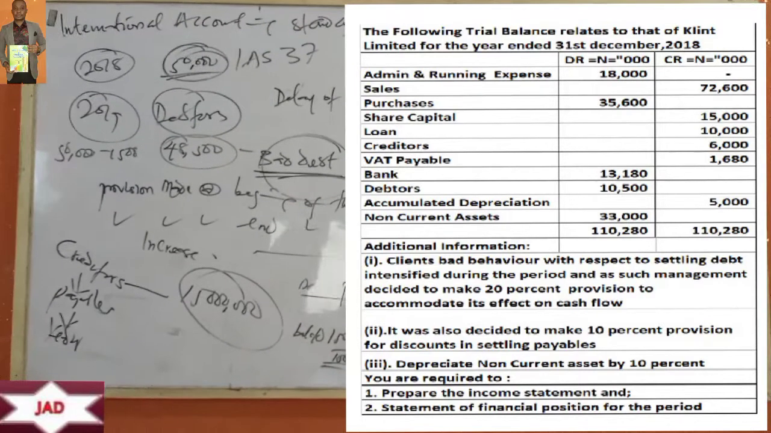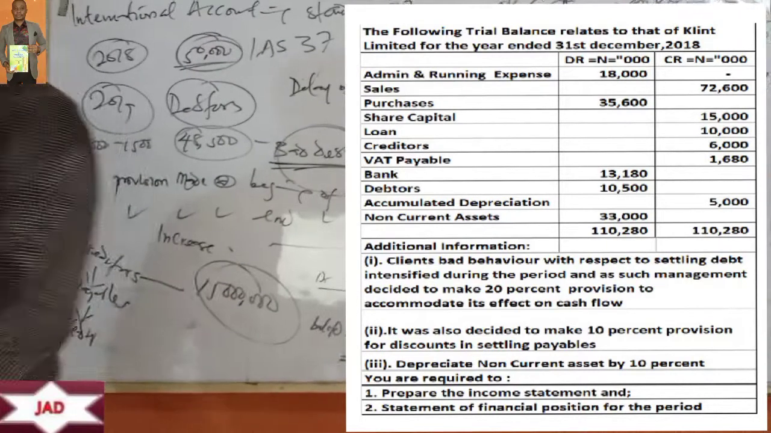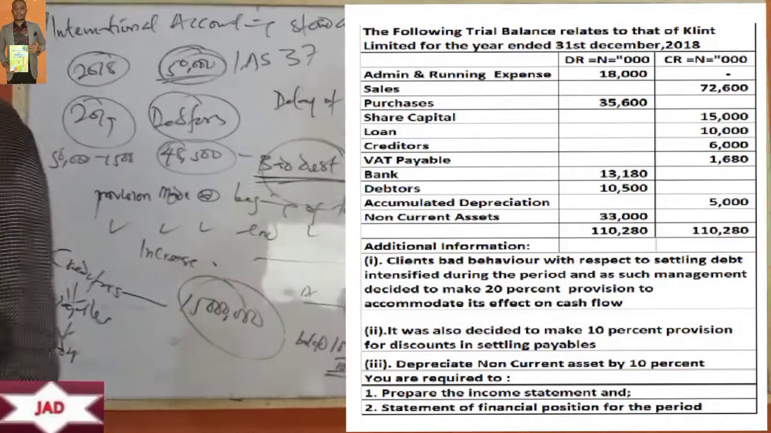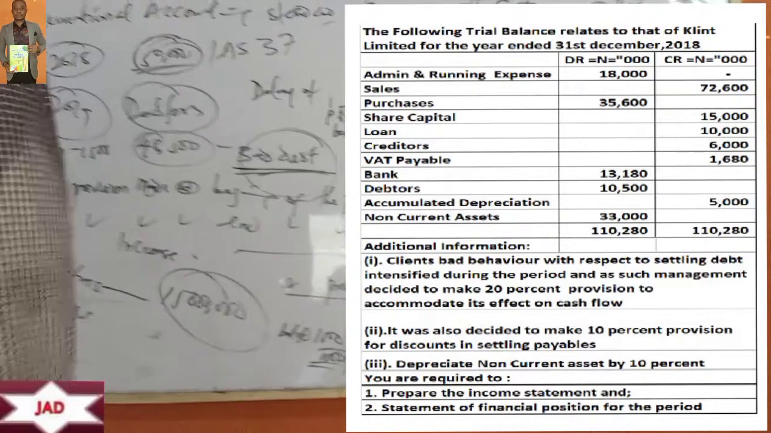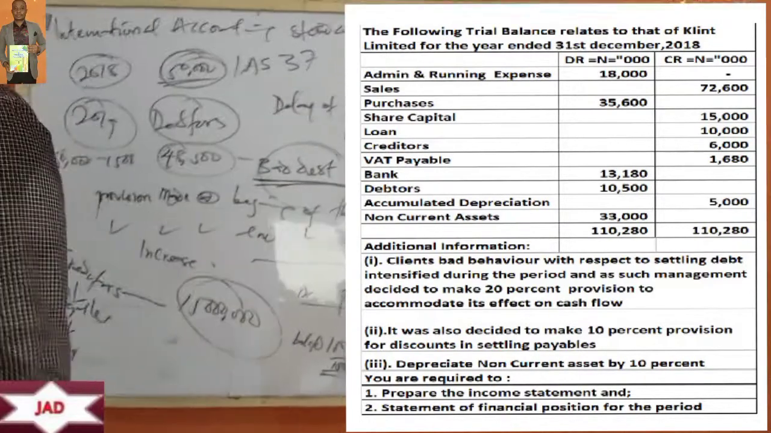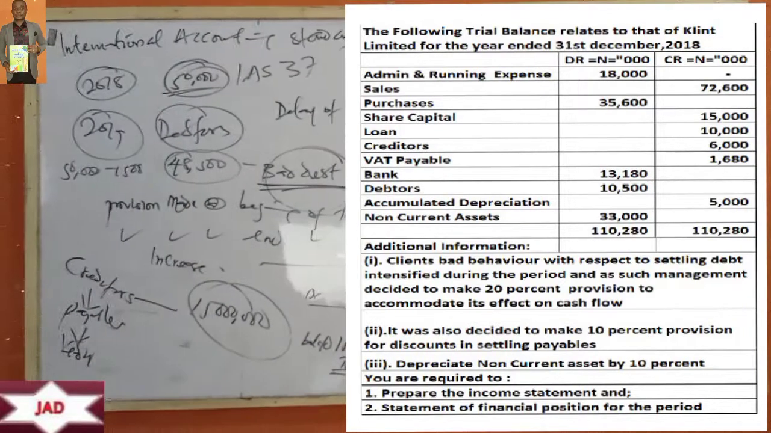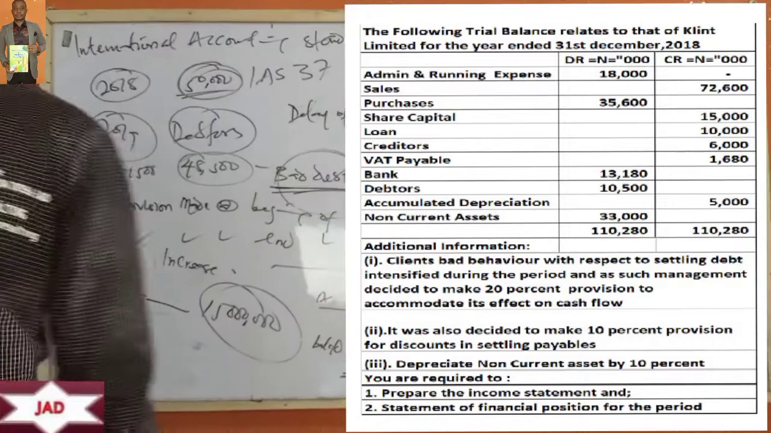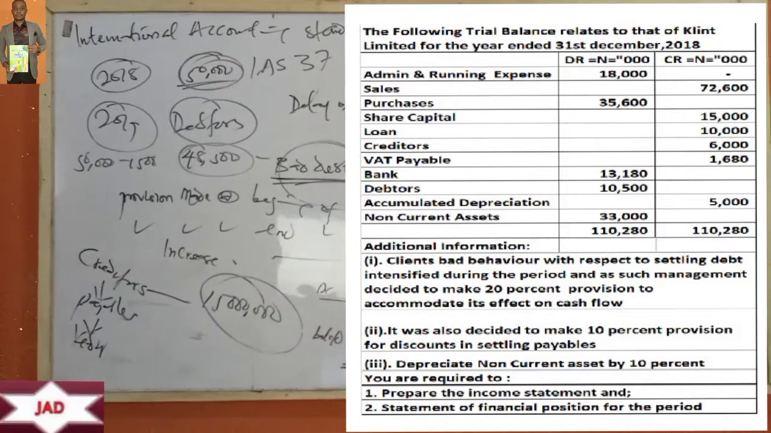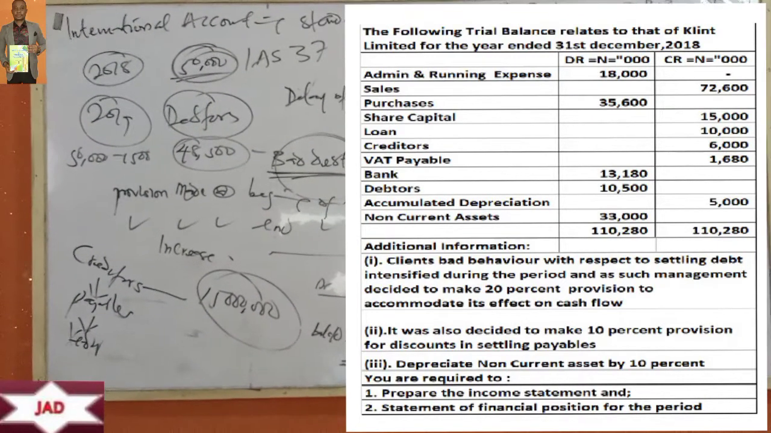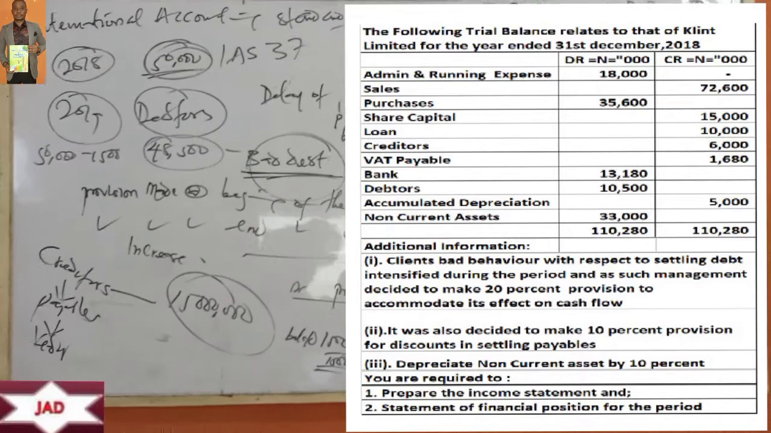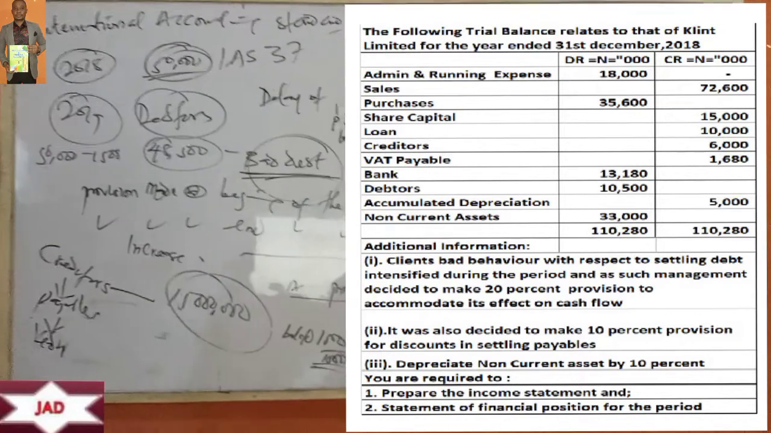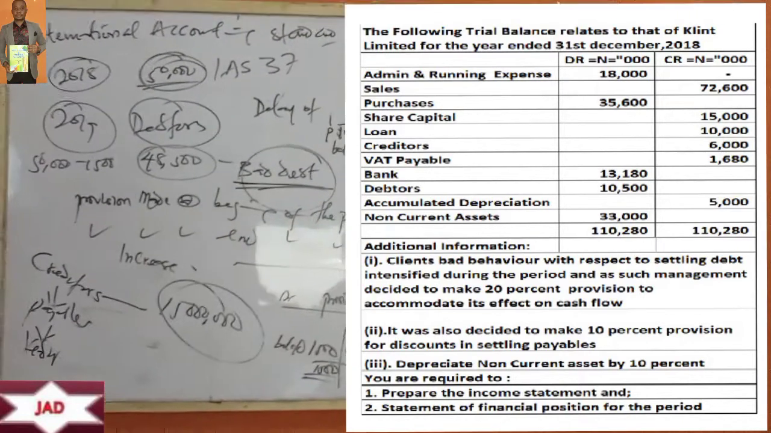The client's bad behavior with respect to settling debt intensified during the period, and as such, management decided to make 20% provisions to accommodate its effect on the cash flow. It was also decided to make 10% provision for discount in settling payables, depreciation not granted by 10%. So this is a very straightforward question. No headache there. You're required to prepare the income statement and the statement of financial position for the period.